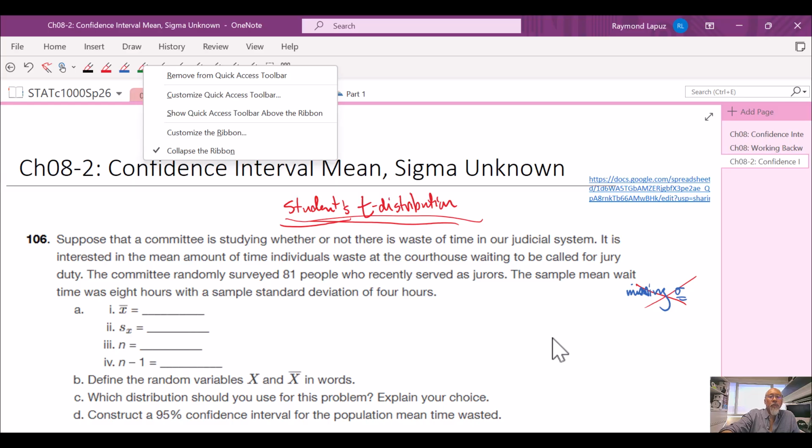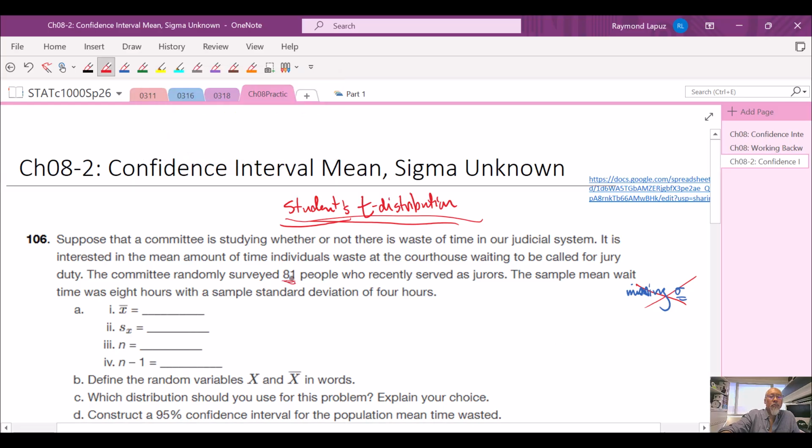So suppose the committee is studying whether or not there's waste, and it is interested in the mean amount of time individuals wait in a courthouse. The committee randomly surveyed 81 people, so that is the n, the sample size. The sample mean, so that's x bar, was 8 hours, so this is going to be 8, with a sample standard deviation of 4 hours, and this is going to be 4. So those are the values that we were looking for.